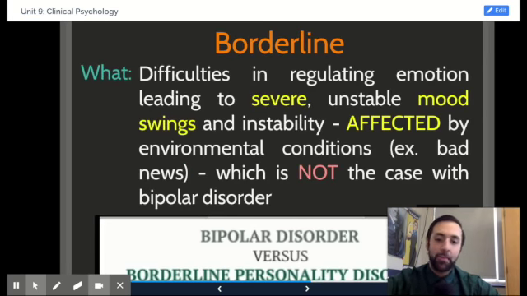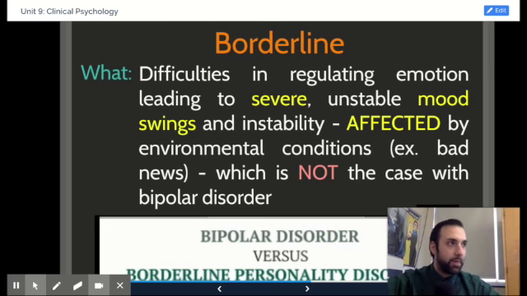The last one in cluster B is called borderline personality disorder. When an individual exhibits borderline personality disorder, they have a difficult time regulating their emotions, which can sometimes lead to severe, unstable mood swings and instability. Now, you read that and it might sound a little bit like bipolar disorder, but I need to make a very important distinction as to why this differs from bipolar disorder.